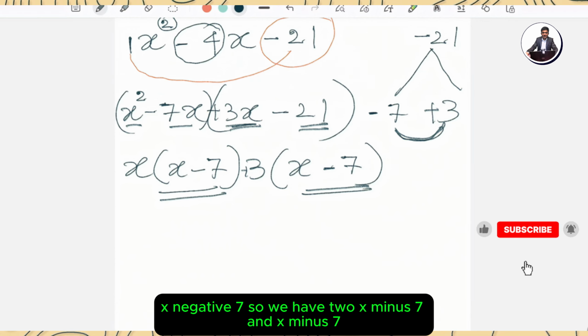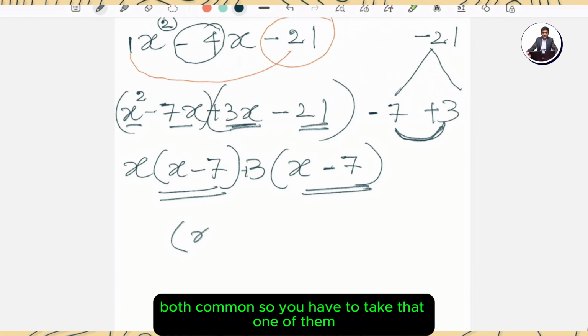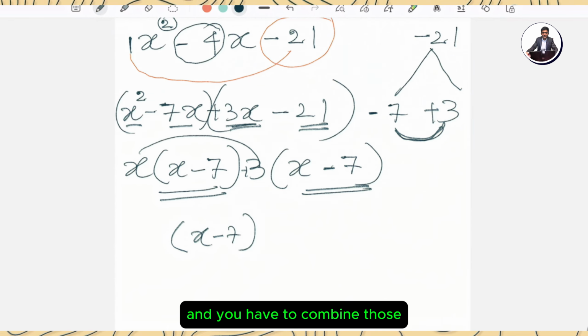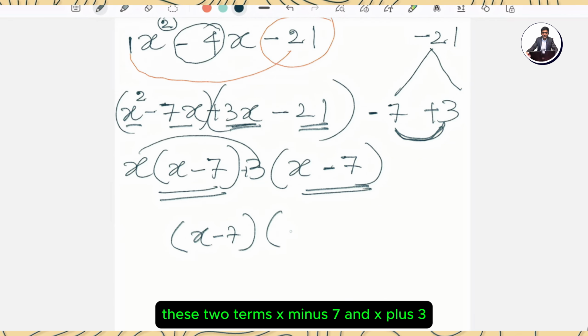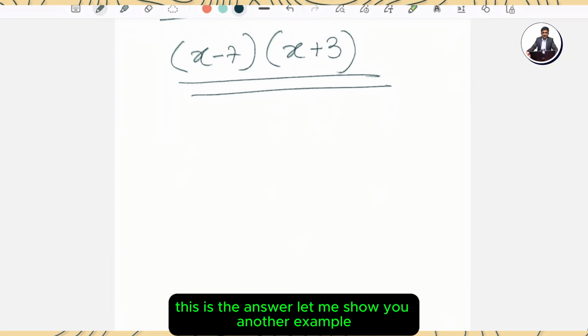So we have x minus 7 and x minus 7, both common. So you take that one of them, and you combine these two terms: x minus 7 and x plus 3. This is the answer. Let me show you another example.